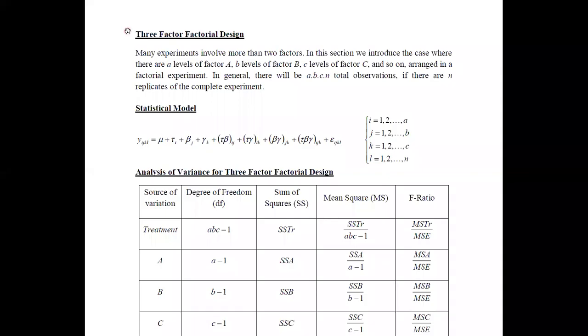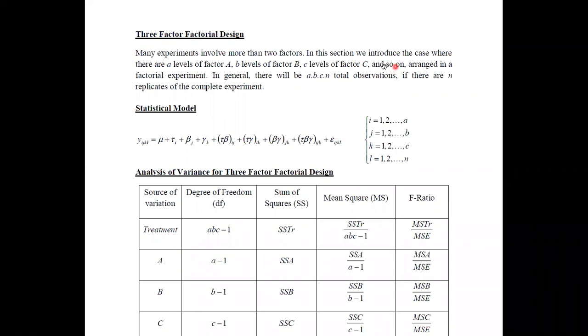In this session, I will discuss the three-factor factorial design. Many experiments involve more than two factors. In this section, we introduce a case where there are a number of levels in factor A, b number of levels in factor B, and c number of levels in factor C.